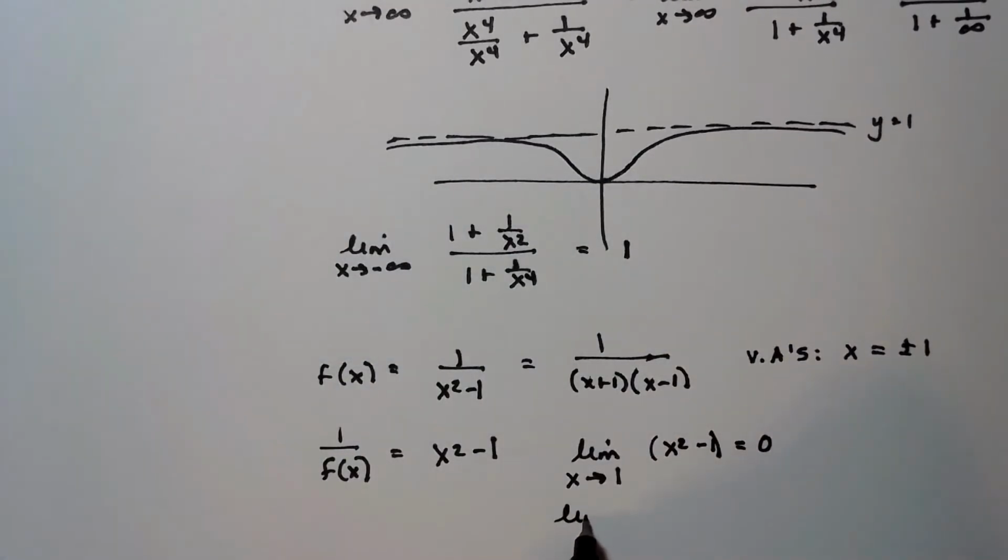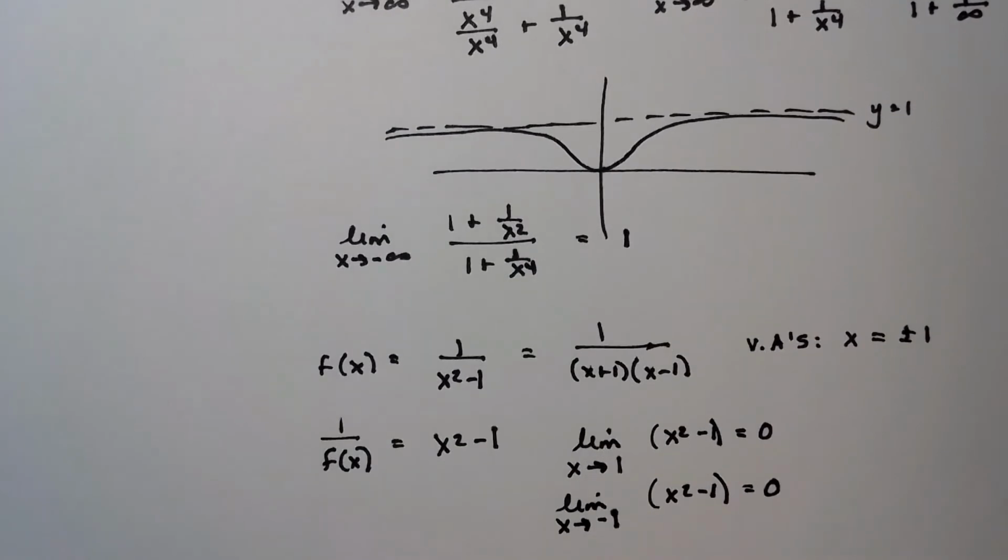And I would also have to write the limit as x approaches negative 1 of the same thing, because there's 2 cases. If I square negative 1, I'm going to get a positive 1. If I subtract 1, I'm still going to get a 0. So the limit is going to be equal to 0. In other words, the graph's going to approach 0 to the left and to the right of 1.